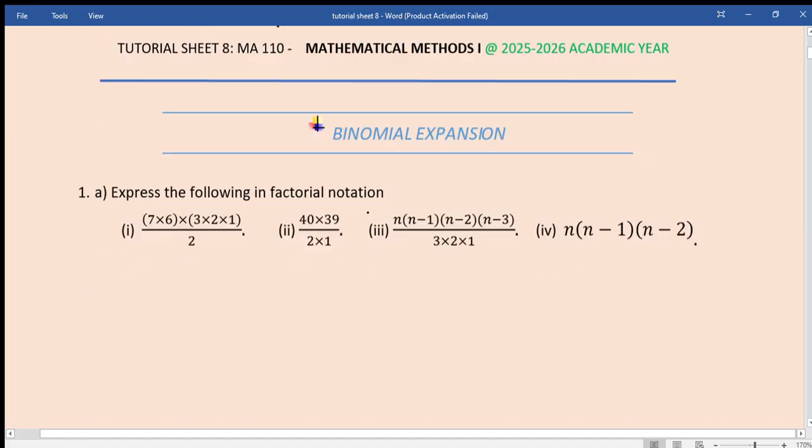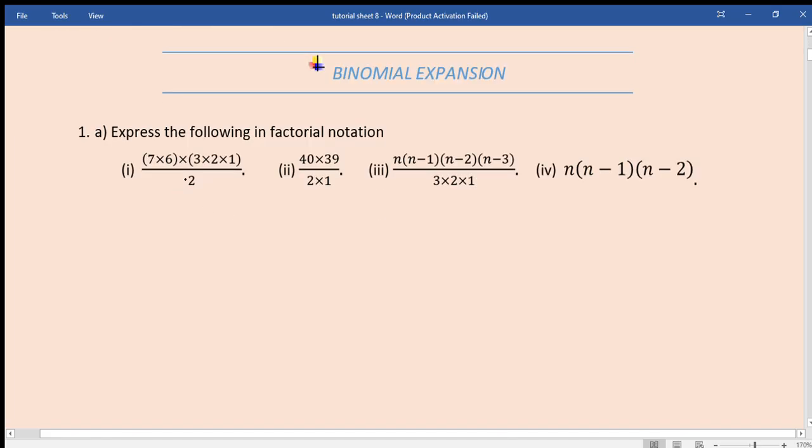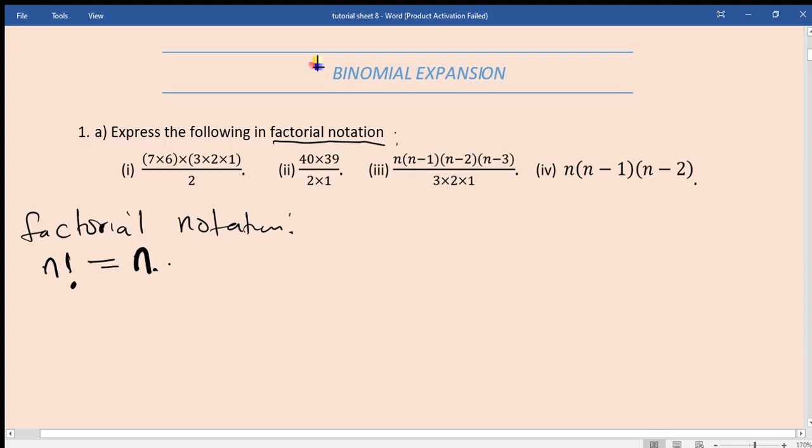We are being told to express the following in factorial notation. So the concept here is understanding the meaning of factorial notation. What is factorial notation? If you have any natural number n, the factorial of n is simply a product starting from n itself multiplied by the decreasing values of n.